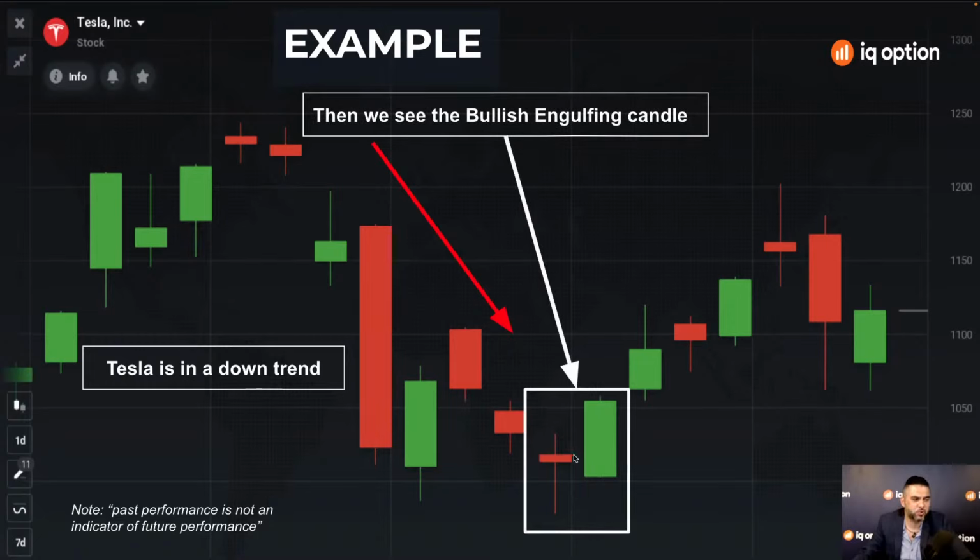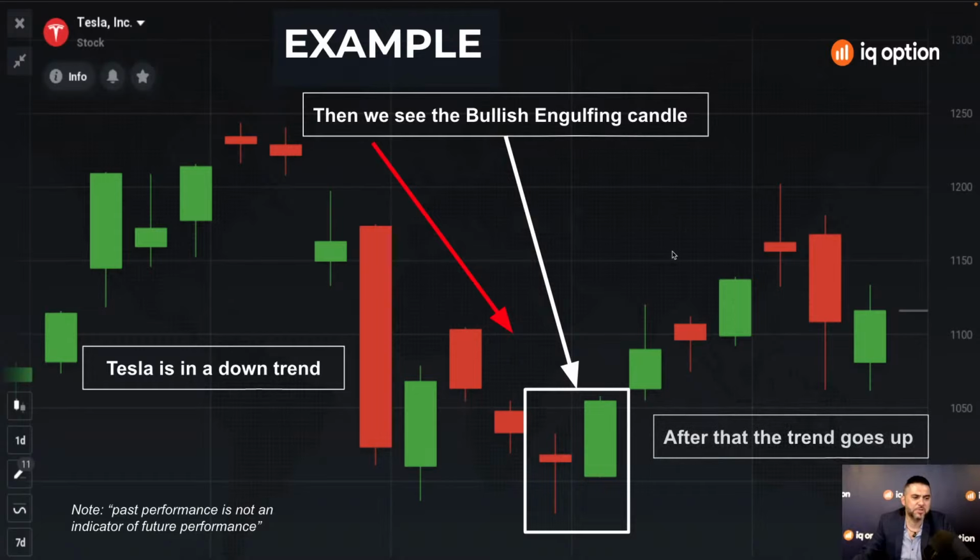There it is. Small candle, almost a doji, but it's not a doji. It's red. But then the next one is massive, right? Much bigger than that one. Perfect example here of an engulfing. And market does what? It climbs up, exactly what it is forecasted to do. You see the engulfing one, and then market picks up and reaches almost an all-time high. 1,200 was a very high price for Tesla. I'm very sure it's not up there anymore since the recent drops in the market.